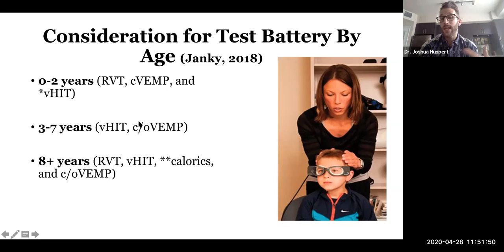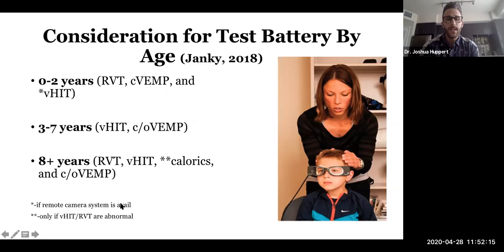So ocular VEMP looks at utricular function, and that's looking at a connection between the eyes and the utricle. And then at 8 years plus, oftentimes we can get the full battery on them. So it really just depends on what you're looking for and where you're suspecting deficits to be. But I think at the end of the day, my job is to get a really strong idea of what the function of that system is doing and how that may be impacting the child's development.